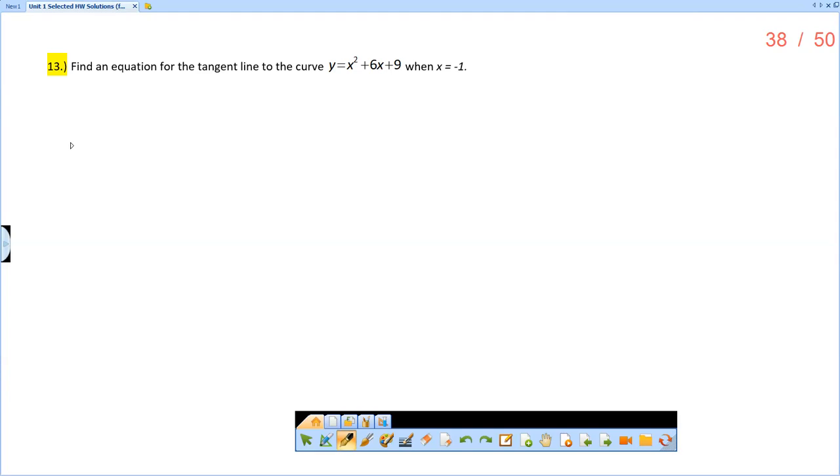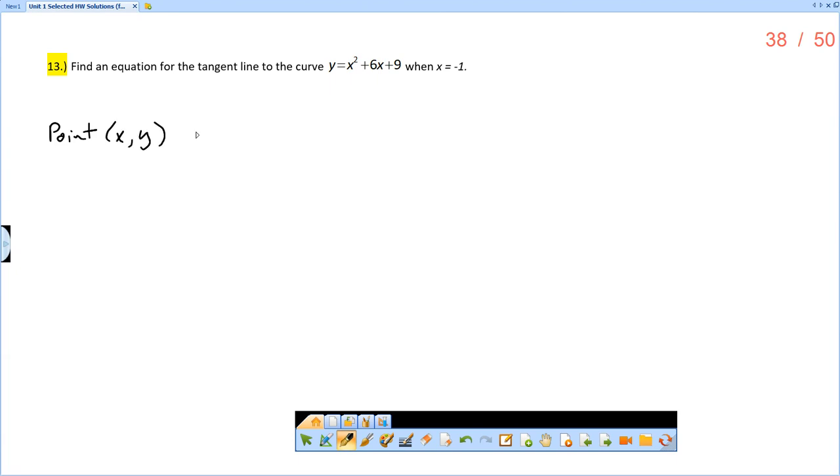This is the solution video for section 1.7, problem number 13. Find an equation for the tangent line to the curve y equals x squared plus 6x plus 9 when x is equal to -1. All right, so there's two things that I need to know in order to write the equation of a line. The first is a point, and the second is a slope.